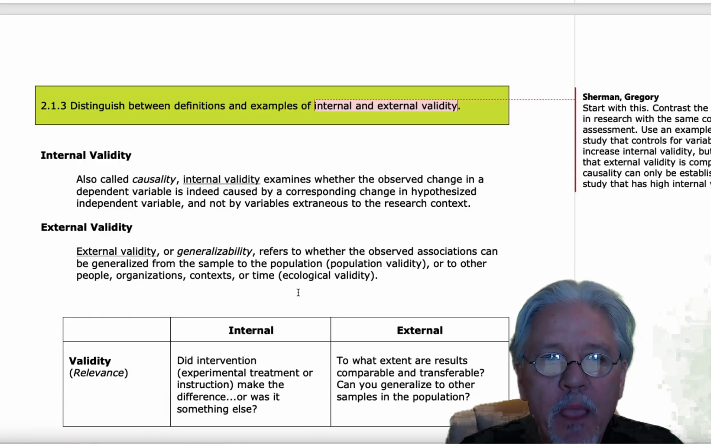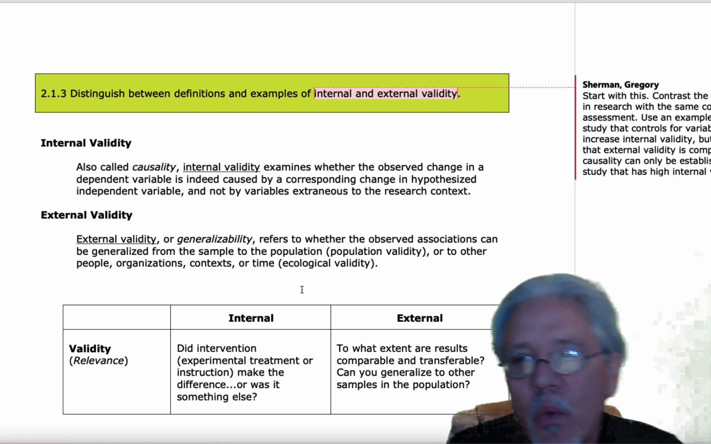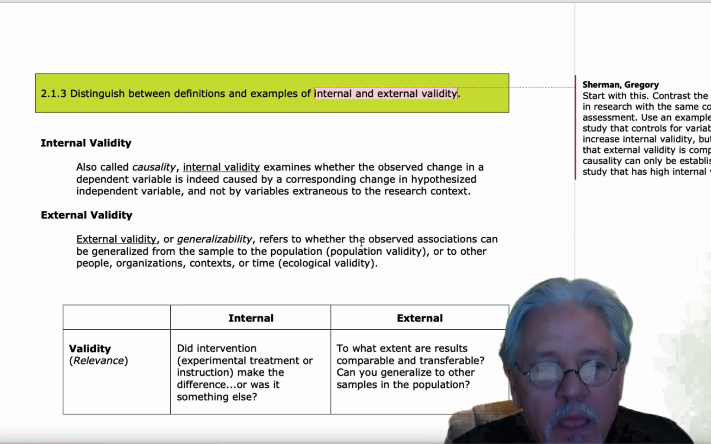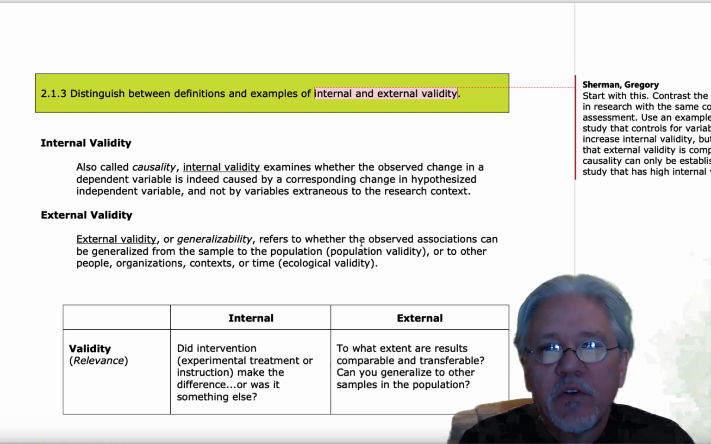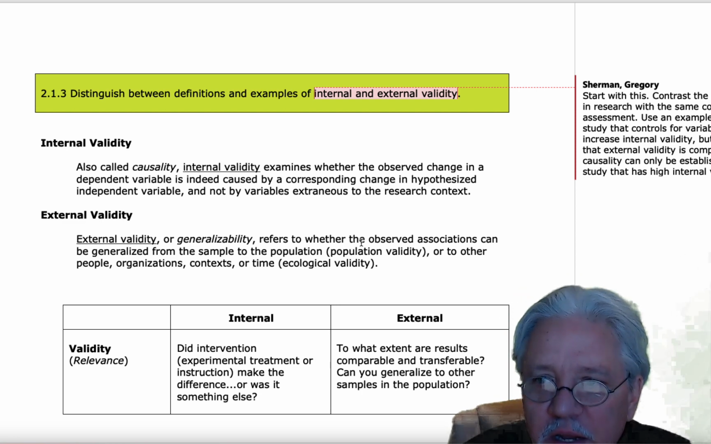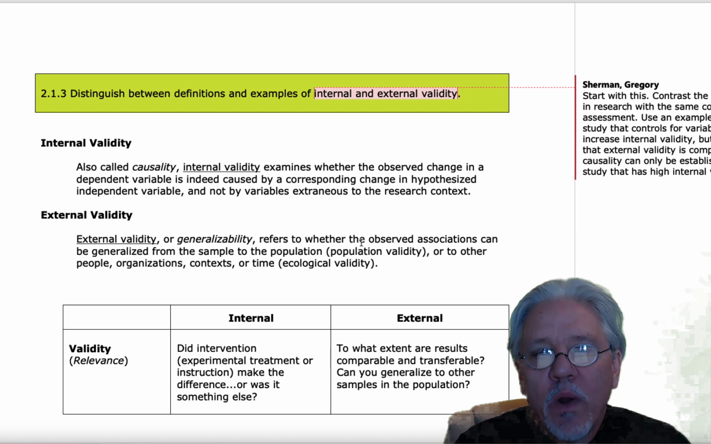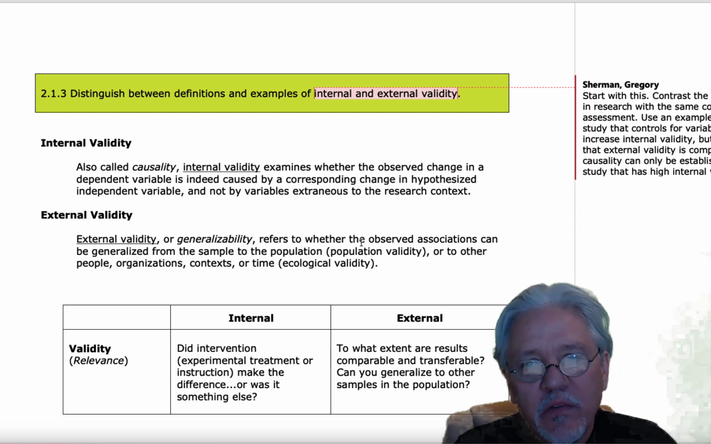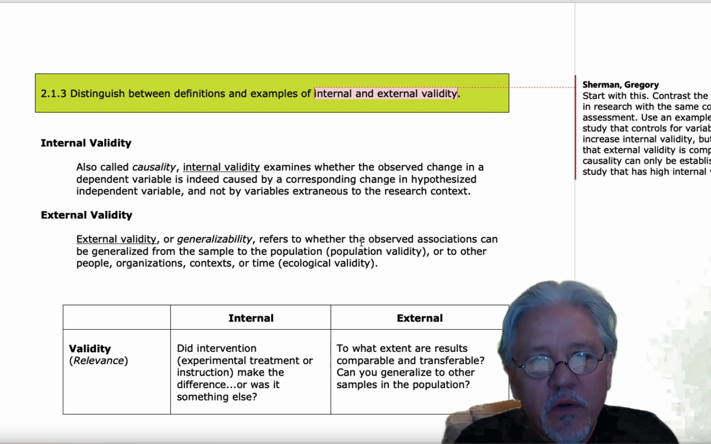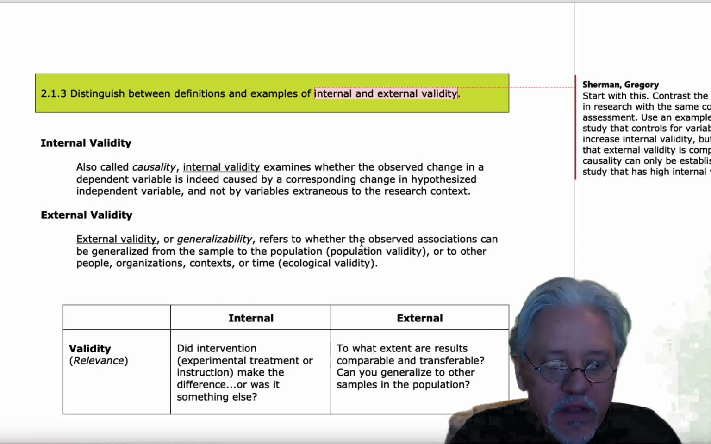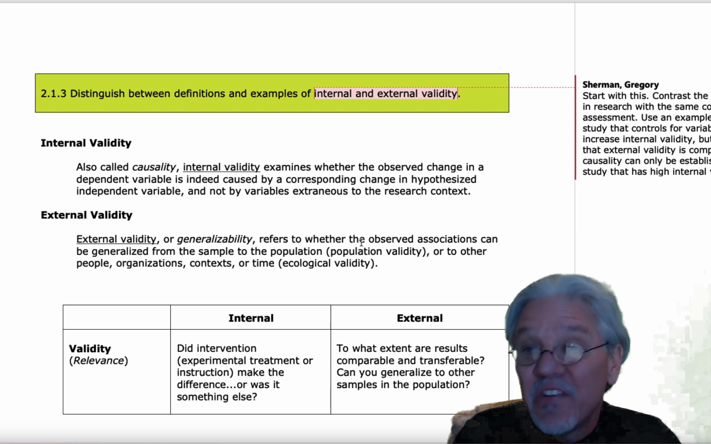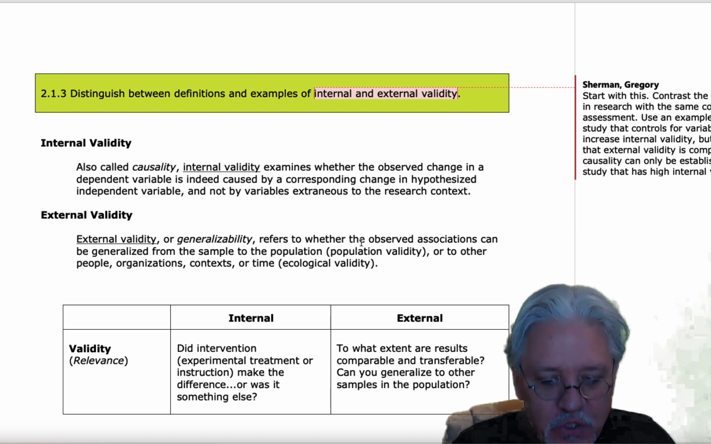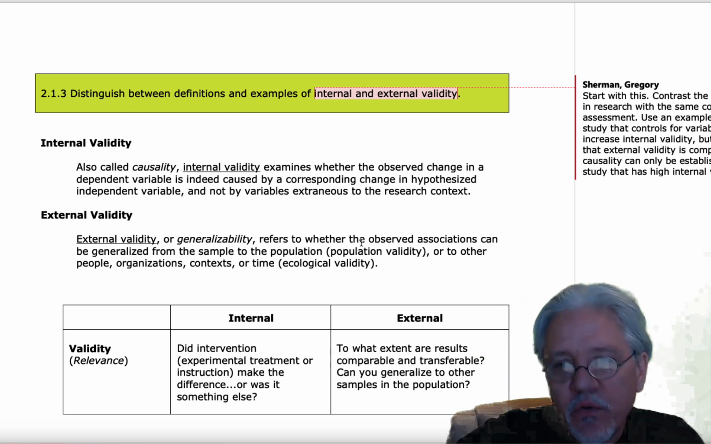And I did want to stop on objective 2.1.3 and say that you need to distinguish between definitions and examples of internal and external validity. What I wanted to say about this is that it's related to validity when you talk about the validity of an assessment. That is, does an assessment actually measure what you want it to measure? But in research, validity goes further.